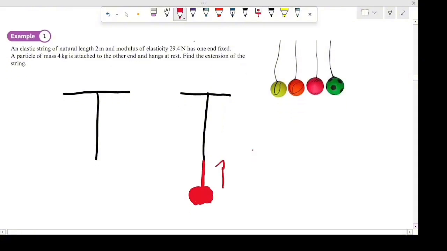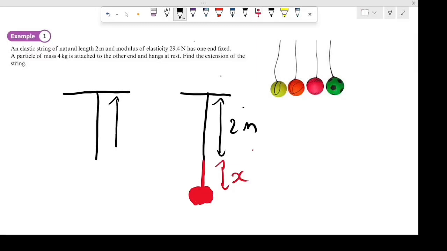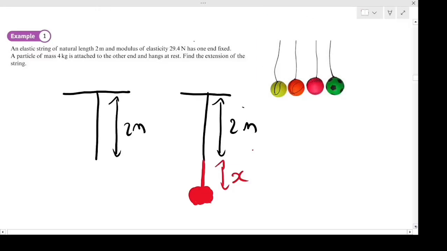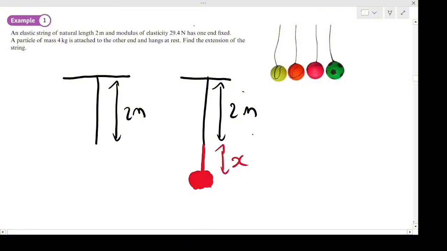Again, there's going to be an extension, which I'm going to call x. The first part is going to be my natural length, and the natural length is 2. Hopefully that makes sense. That's the scenario here. We've got some ball hanging at the end of the string to stretch it down.